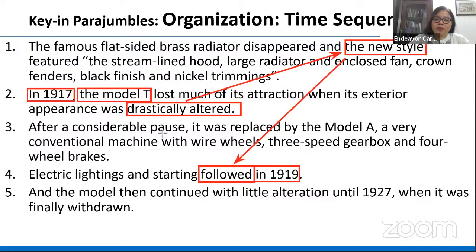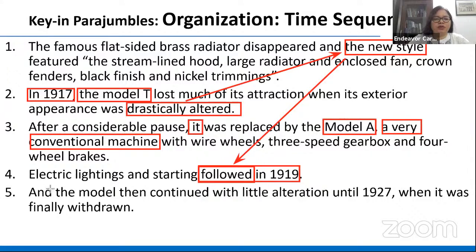After a considerable pause, it was replaced by model A. What is the it that we're talking about? Is the it a reference to model T? Yes, because it was replaced by model A. And what was model A? A very conventional machine with wire wheels, etc.